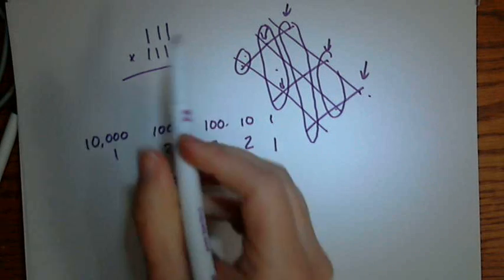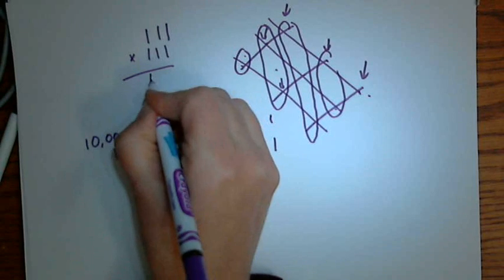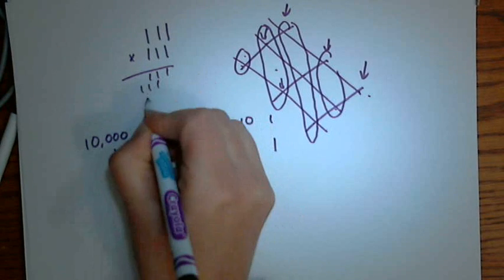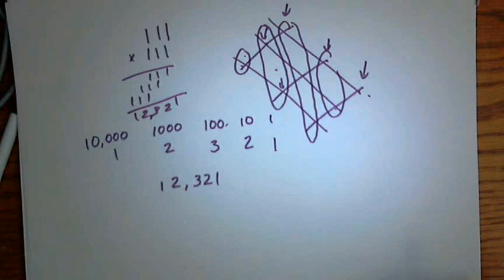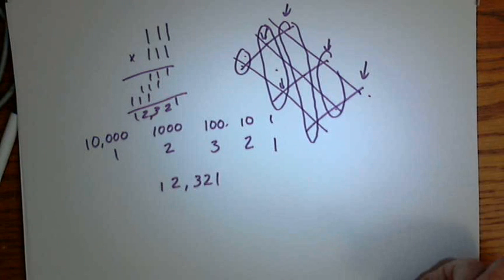Let's do it the traditional way. What do we get? 1 times 111, 1 times 111, 1 times 111. Add them up. Same answer. Which way do you like doing it?